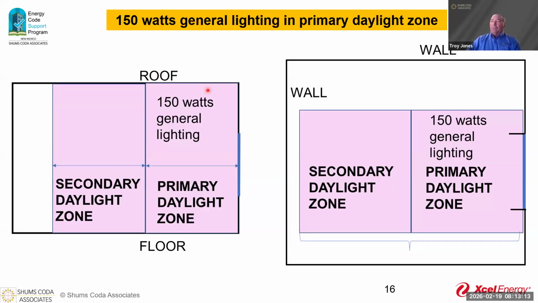We have a roof and a floor system. So this is our roof here, this is our floor, and this is where we're at. This is what it would look like on the floor plan. We have our wall right here going around the office area. We have a window. We have that primary daylight zone here with 150 watts general lighting, and then the secondary daylight zone. Do we have any questions on the pictures here as to how this works and what's happening?